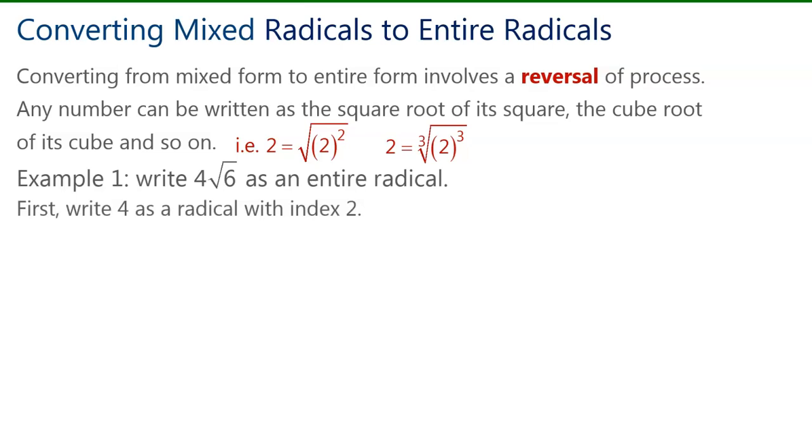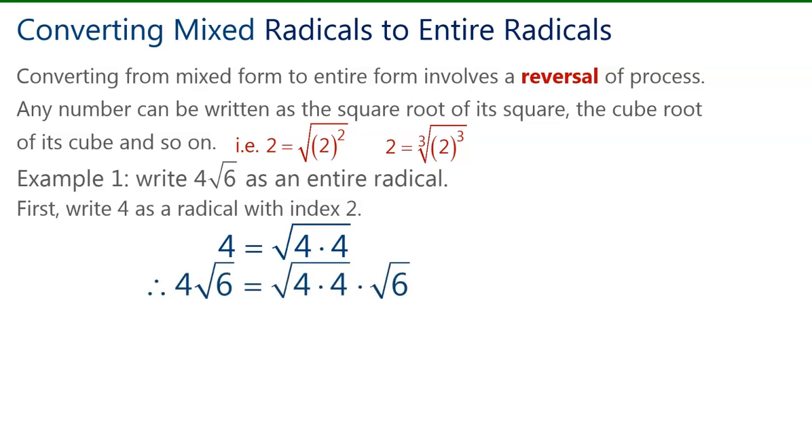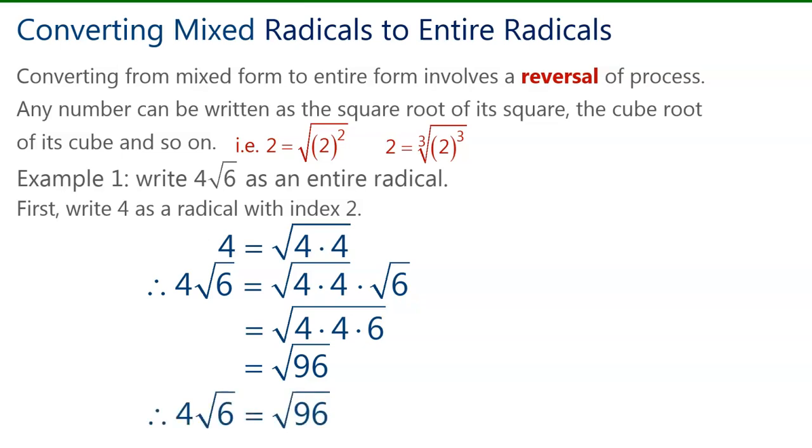Here's an example. Write 4 root 6 as an entire radical. First, write 4 as a radical with index 2. Recall that for a square root, the index is 2, and that's the engine that drives the whole process. So once again, writing 4 as the square root of 4 times 4, now we can rewrite 4 root 6 as the square root of 4 times 4 times the square root of 6. Bringing it all under the radical sign, we can write it as the square root of 4 times 6, which is the square root of 96.